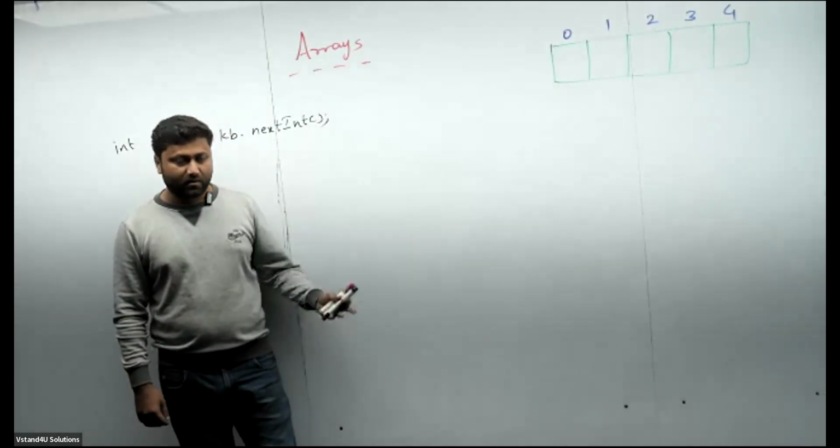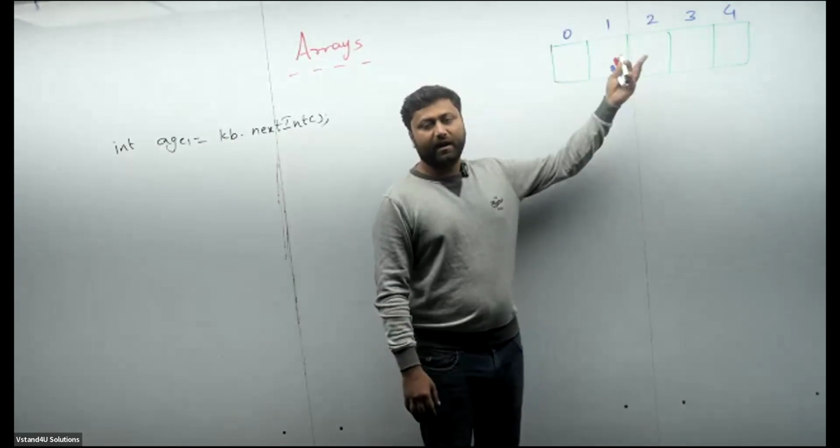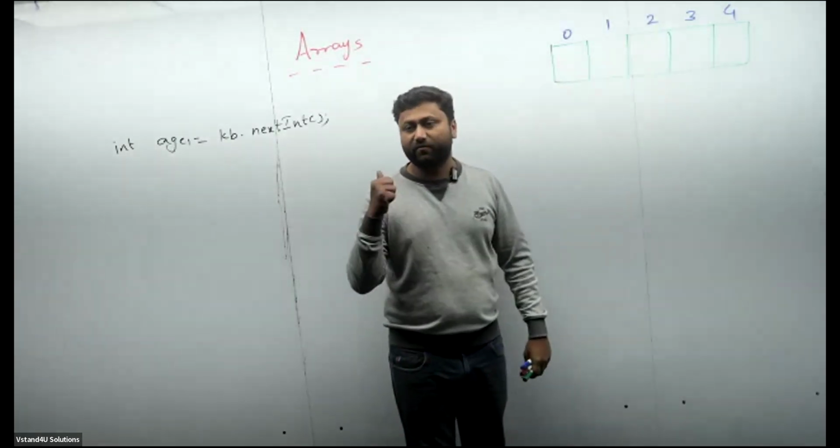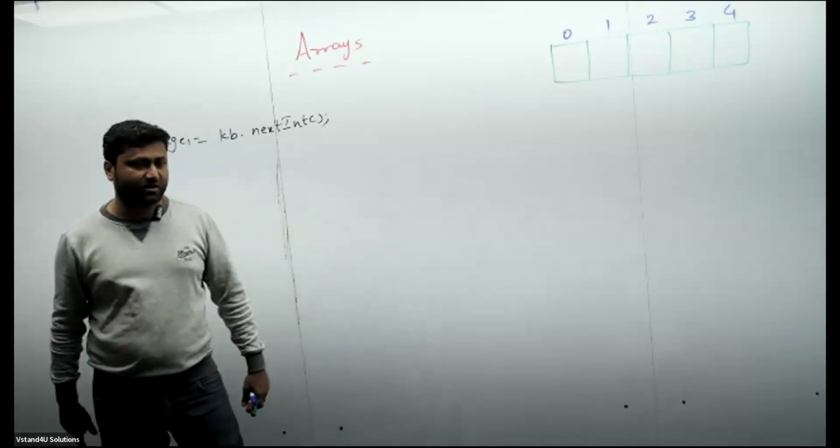Am I clear? One of the greatest powers: with one variable, I can hold n number of values. That is the greatest power of arrays. Then, sir, what does it mean by index data structure?